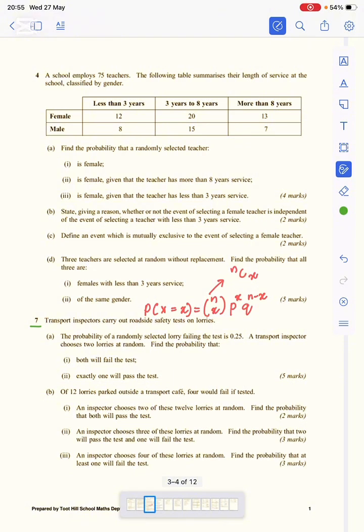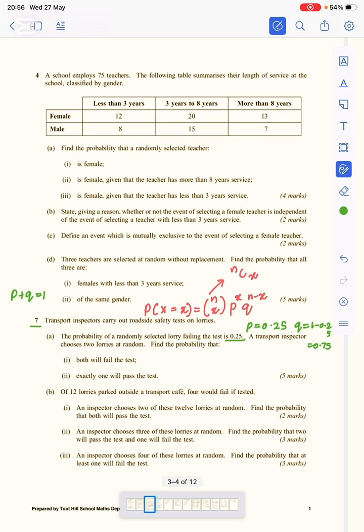Exactly one will pass the test. Solve this one in 2 different ways. Number 1, you can use the binomial probability distribution. The reason is, this is the probability of failing, so you can consider failing as success and not failing as failure. That means P is 0.25, Q is 1 minus 0.25, which is 0.75. The reason is, for binomial probability, P plus Q is 1.